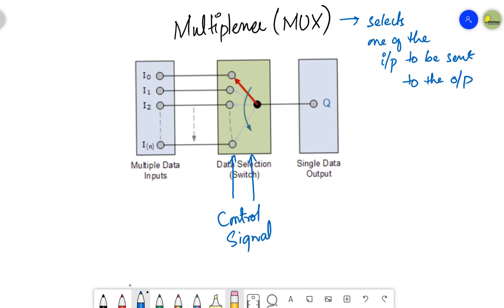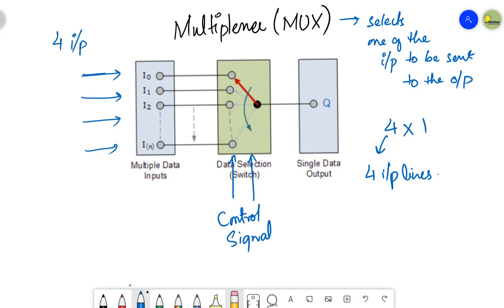Let's suppose it is a 4 by 1 multiplexer. 4 by 1 multiplexer means that it has 4 input lines. We can easily see that here, this is the input line where the input is going, right? 4 into 1 means that it is going to have 4 input lines: 1 input, 2 input, 3 input, 4 input. So this is 1, 2, 3, 4, 4 input lines.